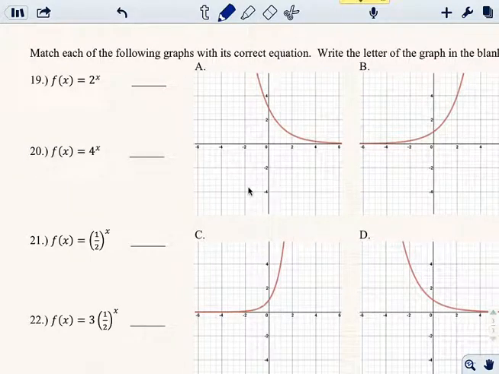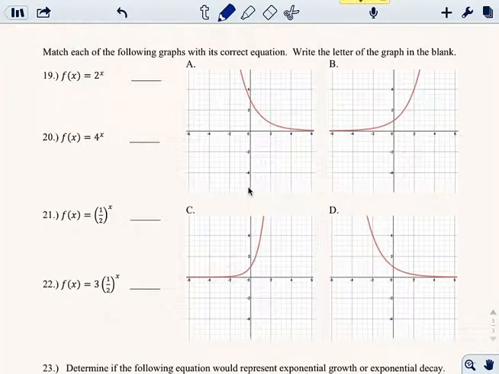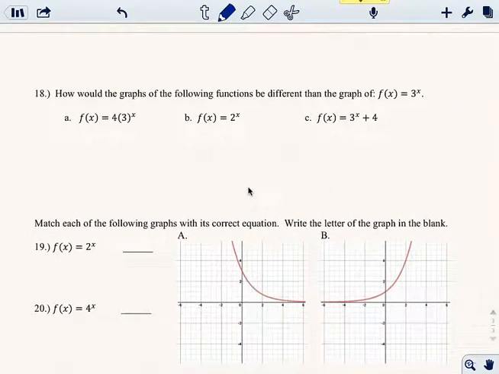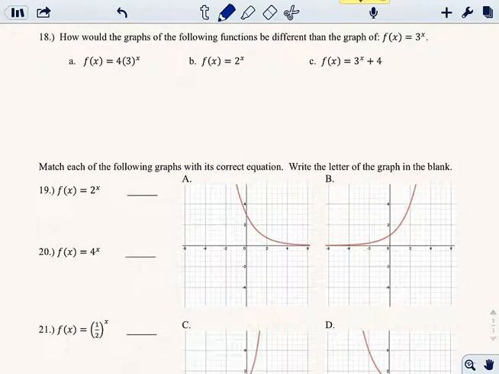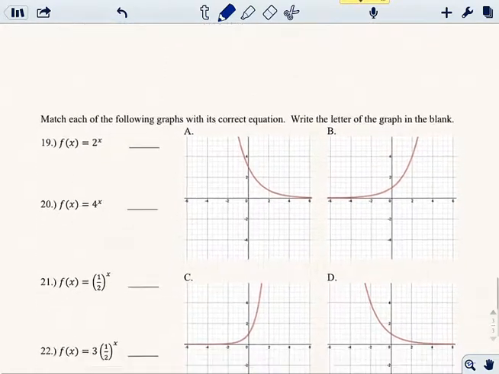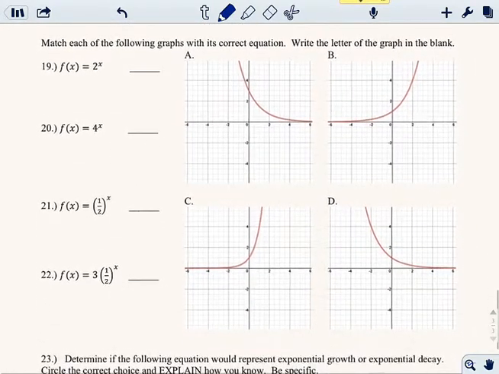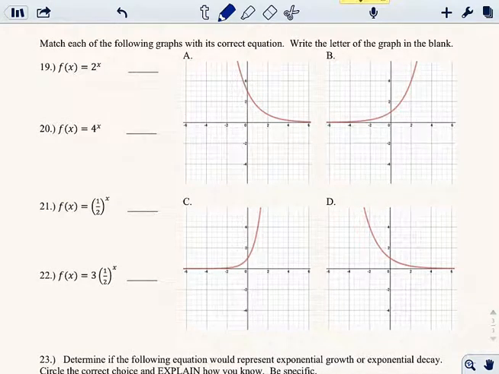Okay, guys. So we're on numbers 19 through 22 here. And you'll notice that I didn't make a video for 18, and that's because that just states the rules for how a graph changes as we change different parts of the function. I like doing 19 through 22 here for you guys on the video because we really have to use those rules now to figure something out about a graph.